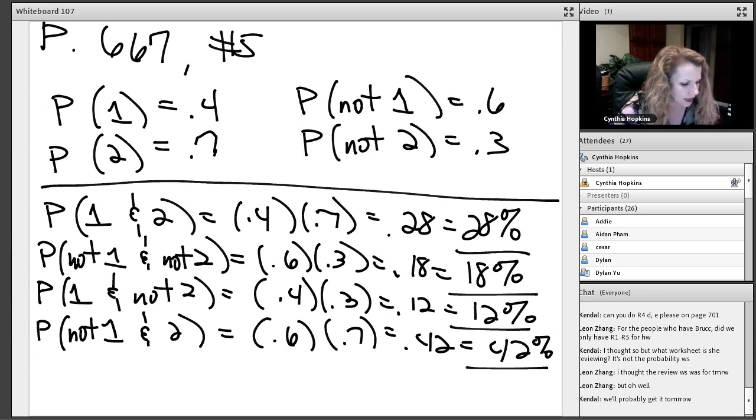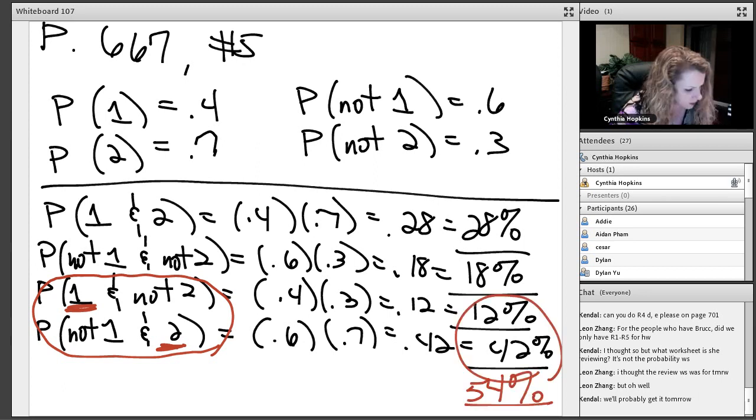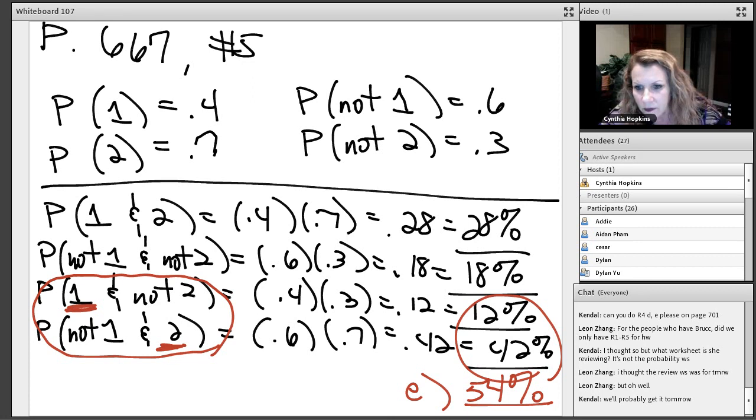And then finally, exactly one of the lights. Exactly one means to add these two, right? Because exactly one means stopped at one but not the other, or stopped at two but not the first. So I'm going to add these two together and I get 54%, and that is my answer to part E. Okay, there you go. That was Josh's question.